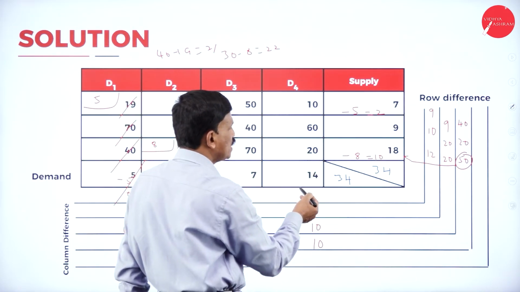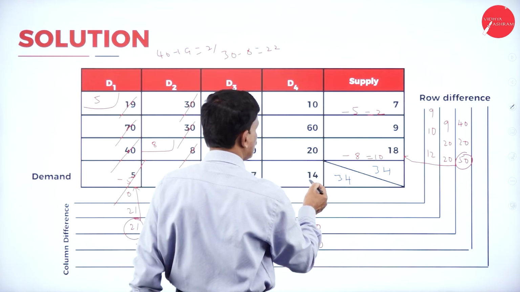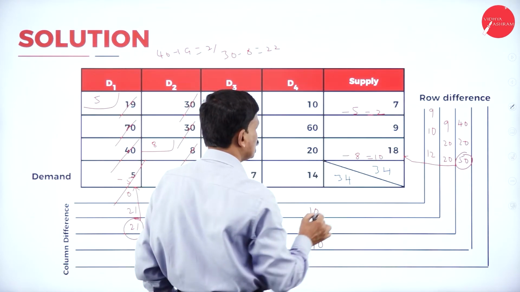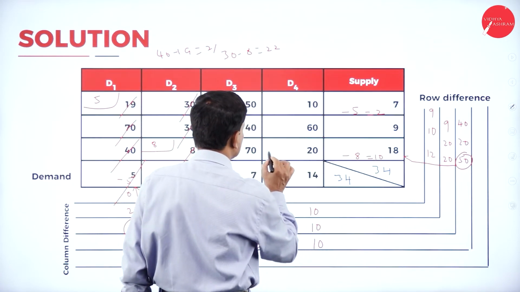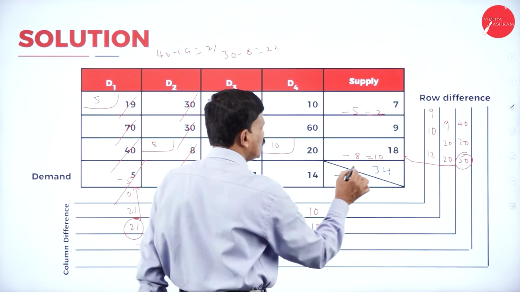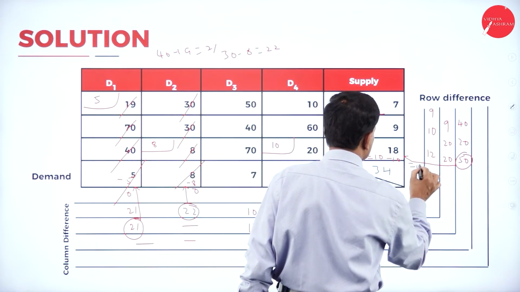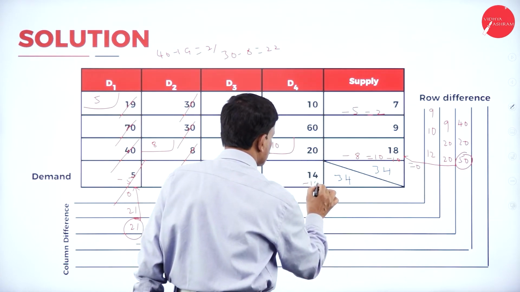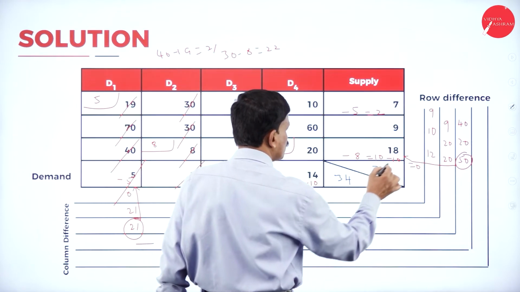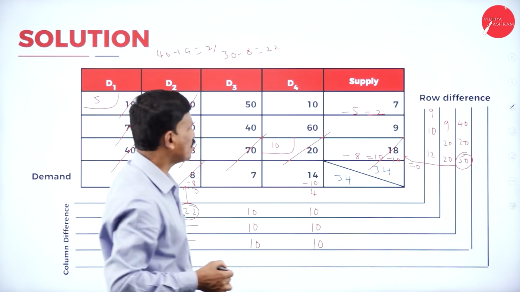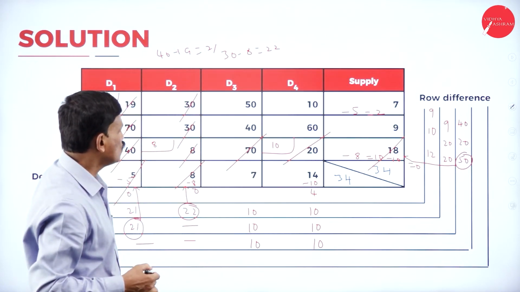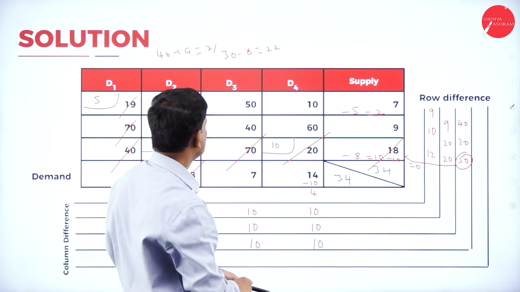So identify the supply and the demand. Demand is 14. Supply is 10. Supply is 10 and demand is 4. Which is least? This is least. So therefore we can allocate 10 here. 10 minus 10 is 0. You can substitute 10 here. The remaining is 4. Once this becomes 0, we can cancel this row. Now, only these elements are left.